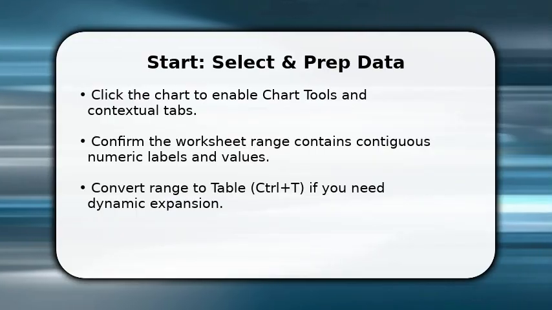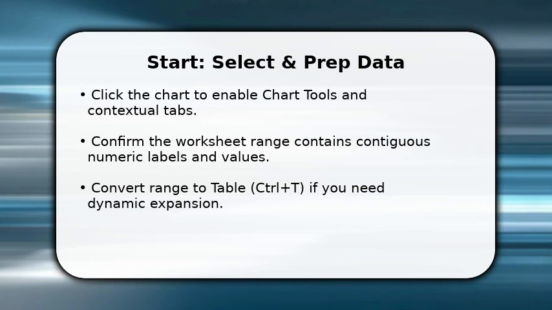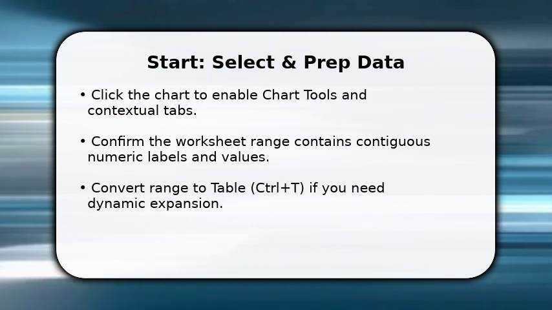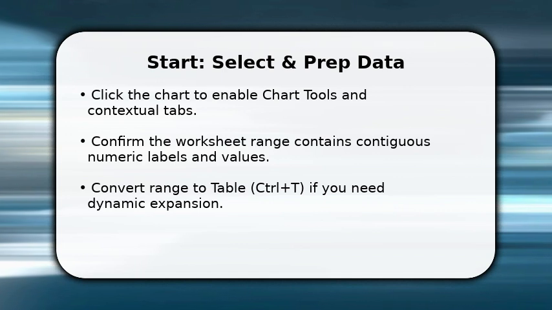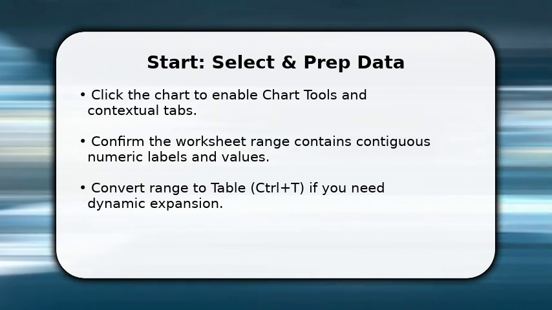You begin by clicking the chart so chart tools appear. This unlocks the controls you need. Next, inspect the worksheet range feeding the chart to make sure labels and numbers are contiguous and formatted consistently. If you expect the data to grow, convert the range to a table with Ctrl+T. That lets the chart update automatically. Once done, you're ready to edit the series or axis.